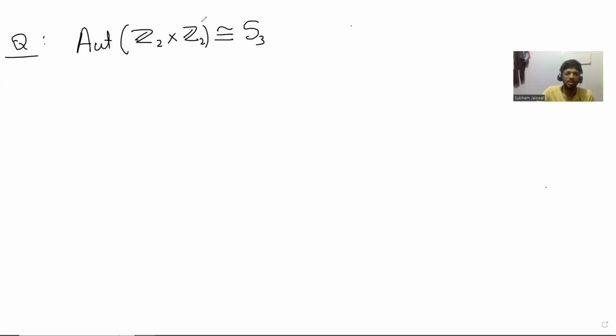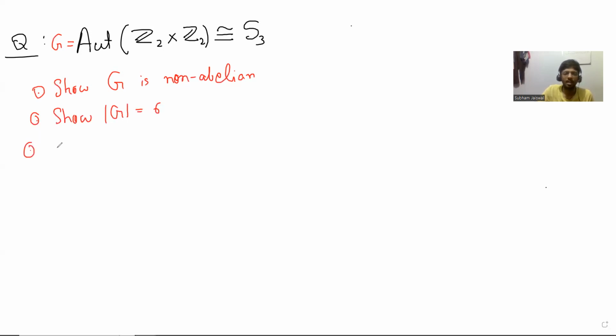So, I would suggest you do it a little bit indirectly. First, let's call this G. Show that G is non-abelian. And second, show the size of G is 6. And then you just use that there are only two groups up to isomorphism of order 6.